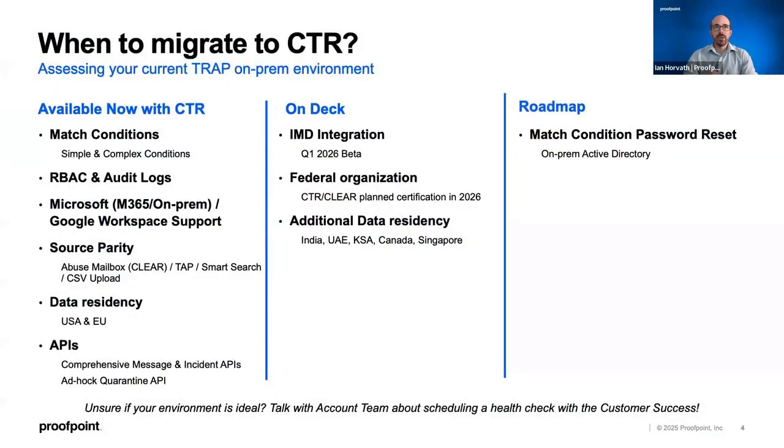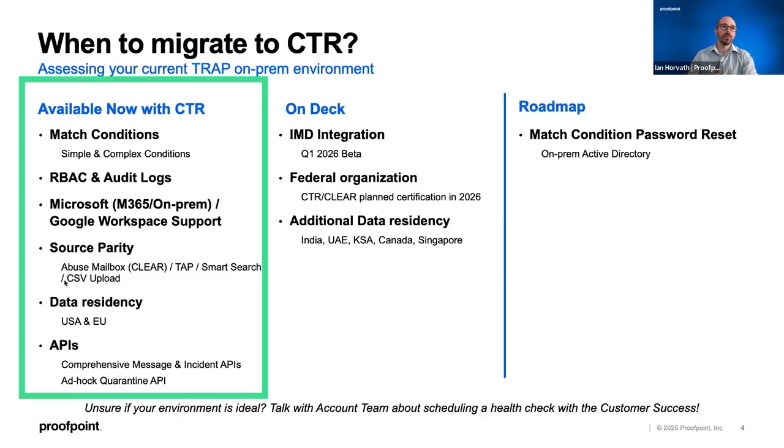Right. There are 3 columns here that you can see. Most customers are going to fall into this first column. It's available now with CTR. So there is feature parity between TRAP on-prem and CTR for 90+% of our customers. What that means is that if you have TRAP on-prem today and you fall into this first category, you can move to CTR. You do have no additional license cost as well.